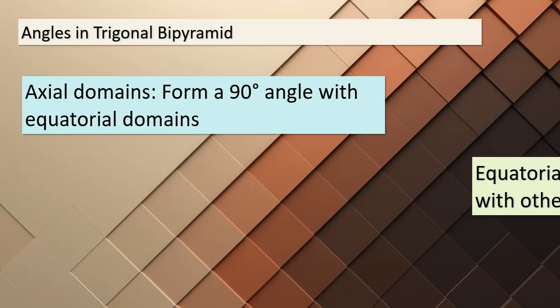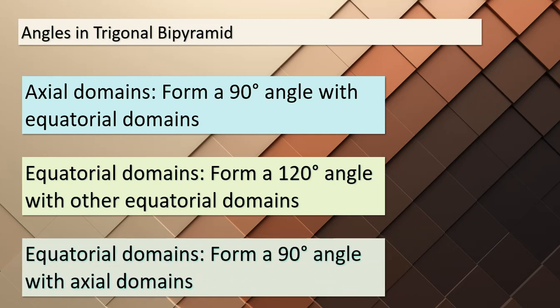Alright, students, let's dive deeper into the angles within the trigonal bipyramid arrangement. Remember, we have 2 types of positions, axial and equatorial. Each axial domain forms a 90-degree angle with any equatorial domain. This means that the electron domains pointing toward axial positions are separated by 90 degrees.